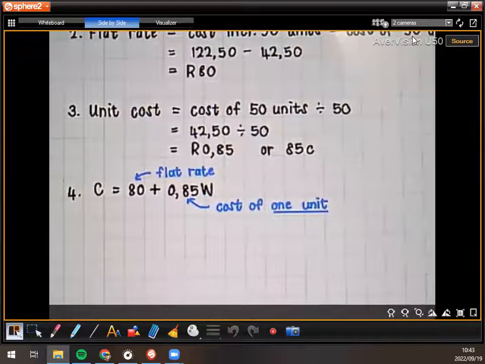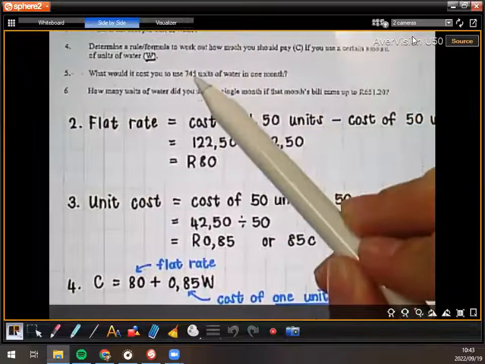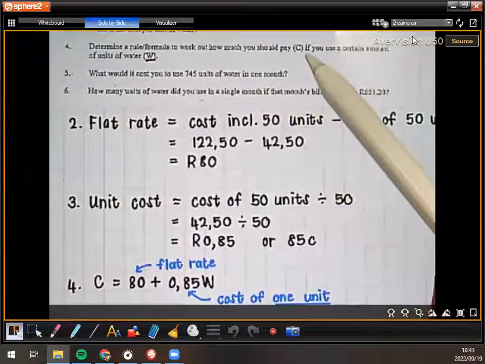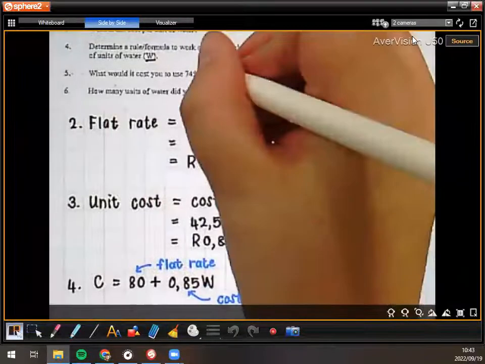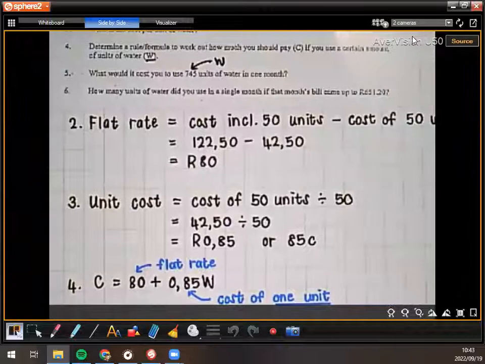Any questions on that? All right, next one, number 5. What would it cost you to use 745 units of water in 1 month? So now, guys, this is our W value, hey? They're telling us how many units we use. That is W. So now we're just going to use our rule and replace W with 745.